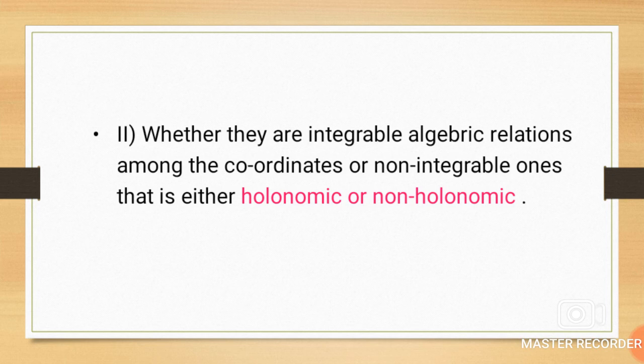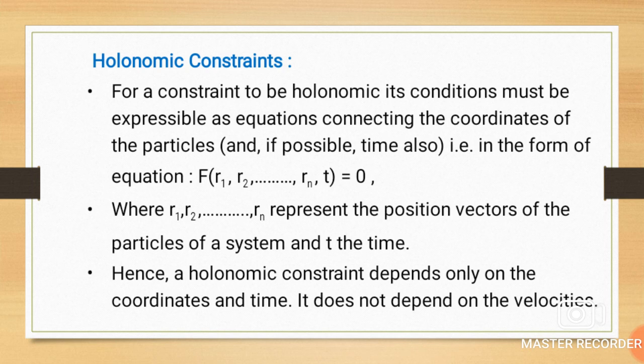The first type is the holonomic constraint. For a constraint to be holonomic, its condition must be expressible as an equation connecting the coordinates of the particles, and if possible time also, that is, in the form of the equation f(r1, r2, up to rn, t) = 0. That means in a holonomic constraint, the constraint is expressible in the form of an equation connecting the coordinates of the particles.